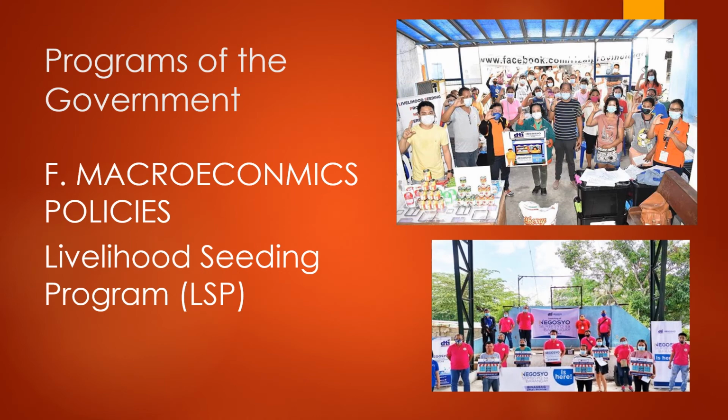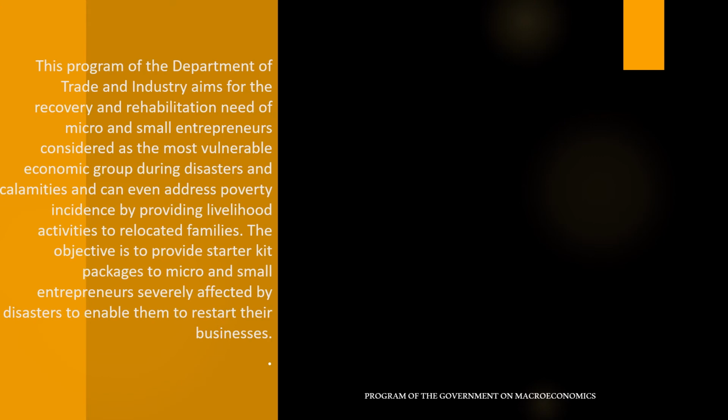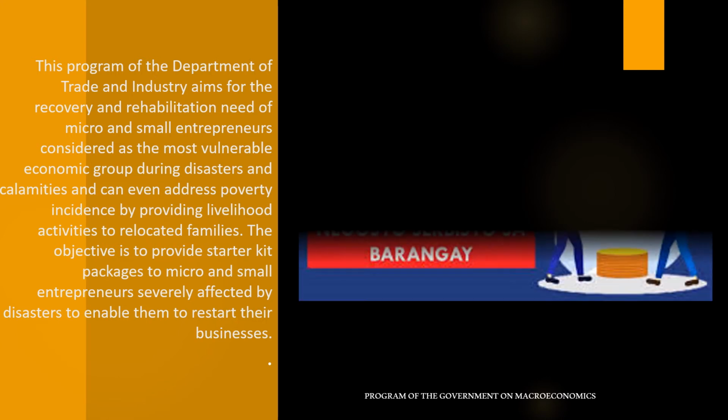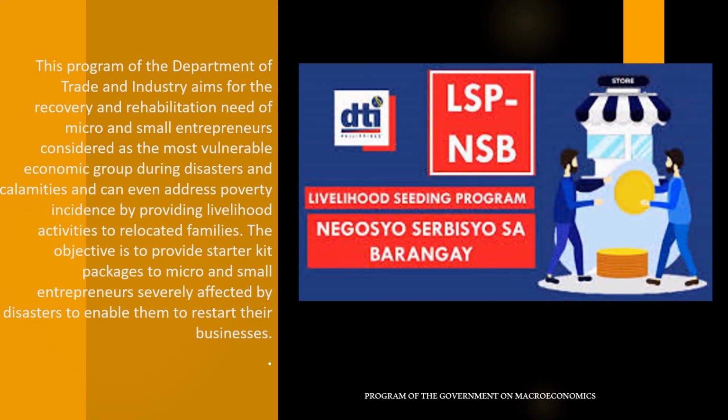Macroeconomics Policies, Livelihood Setting Program, LSP. This program of the Department of Trade and Industry aims for the recovery and rehabilitation needs of micro and small entrepreneurs, considered as the most vulnerable economic group during disasters and calamities, and can even address poverty incidence by providing livelihood activities to relocated families. The objective is to provide starter kit packages to micro and small entrepreneurs severely affected by disasters to enable them to restart their businesses.